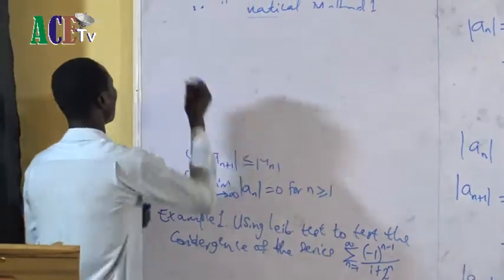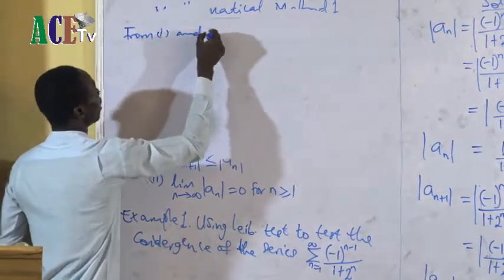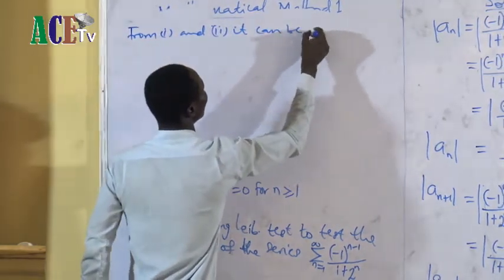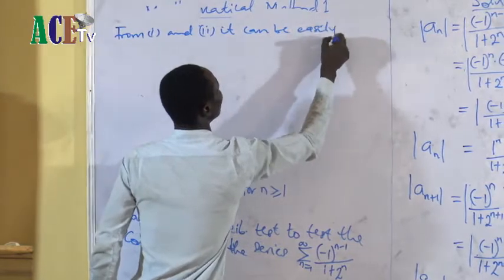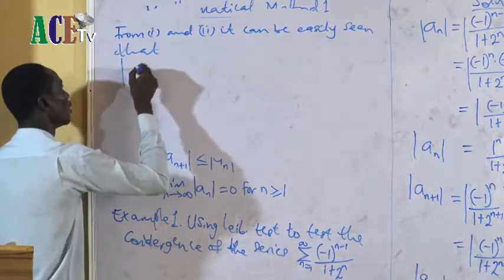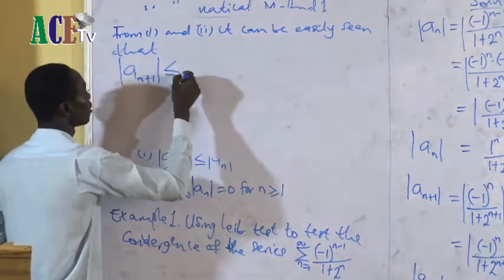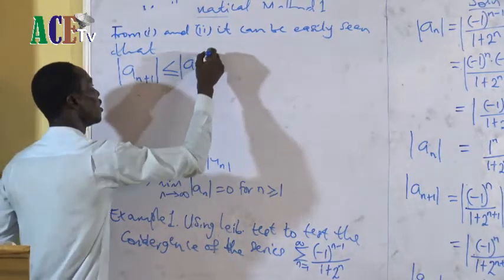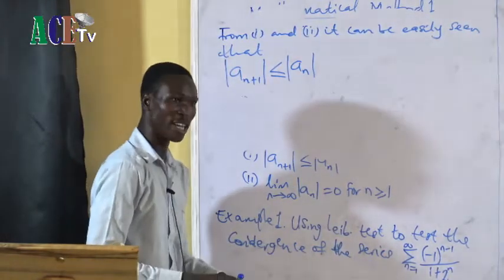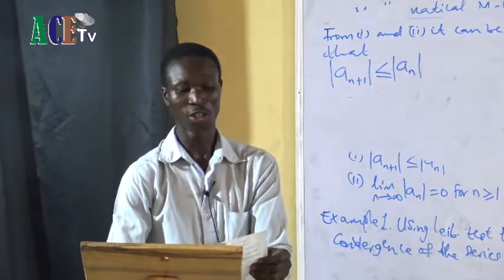Now, from 1 and 2, it can be easily seen that a_(n+1) is less than or equal to a_n. Yes, it's less than or equal to a_n. Now, let us test for the second condition.